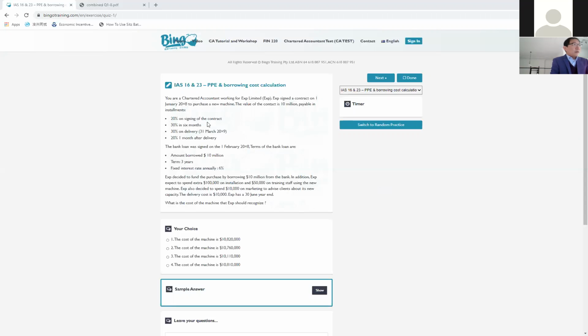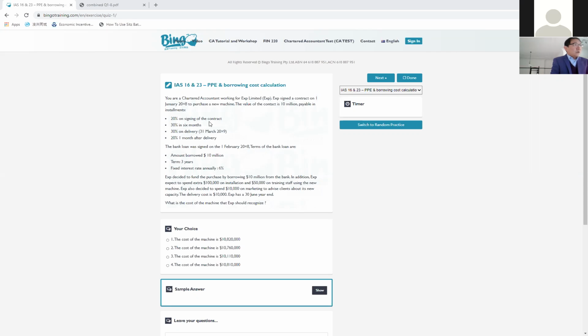So here, if I just read the question to you, it goes: you are a chartered accountant working for EXP. EXP have signed a contract on the 1st of January to purchase a new machine. The value of the contract is 10 million, payable in installments. So there's 20% on signing of the contract, 30% in 6 months, 30% on the delivery, with the remaining 20% 1 month after the delivery.